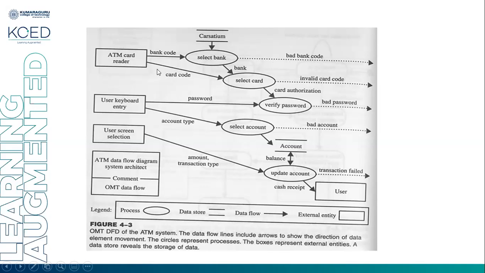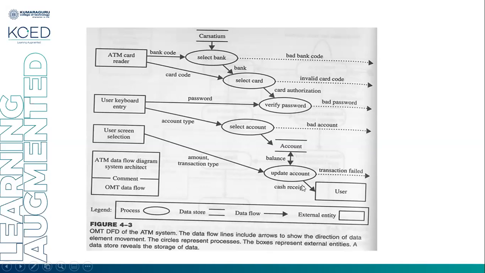Then the bank is selected. The ATM card reader enters the card code and selects a card. If the card code is invalid, it goes out of the flow. Use the keyboard, which is an external entity, to enter the password. The password gets verified. With a bad password, the transaction is taken out of the flow. Then the user uses the keyboard to select the account. The account is verified from the data repository of the accounts. Then, if the account is there, the user selects the transaction. The user screen selects a transaction, and the transaction gets updated in the account. If the transaction fails, the flow goes out of this process.